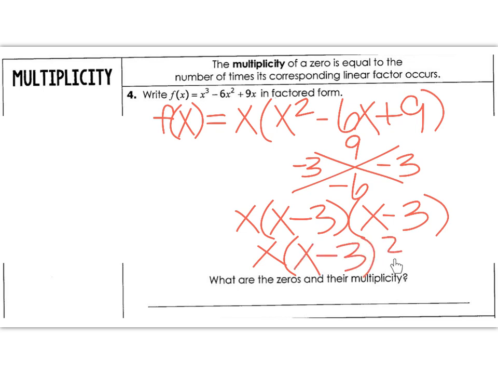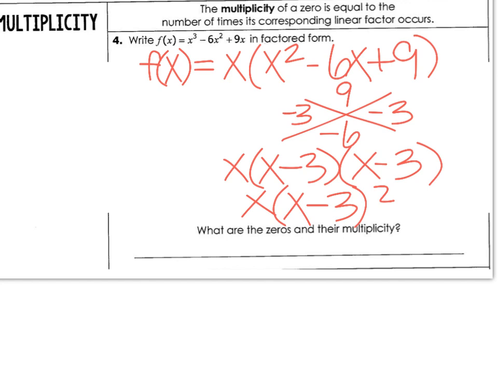Now this squared here tells us that x minus 3 occurs twice. So when we set x equal to 0 and we set x minus 3 equal to 0, whatever we get, our root of x minus 3, so if we set, let's see, I need more space here.